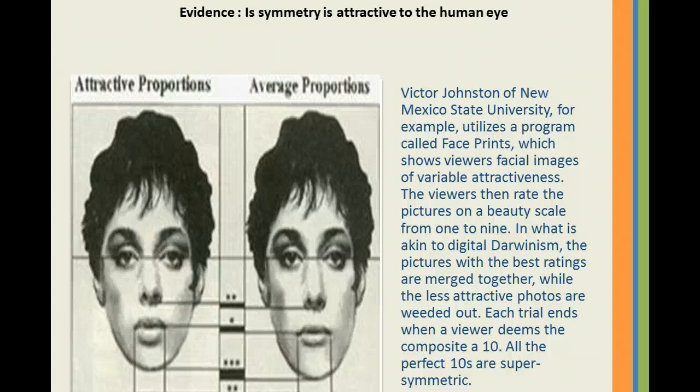Victor Johnson of New Mexico State University, for example, utilizes a program called Face Prints, which shows viewers facial images of variable attractiveness. The viewers then rate the pictures on a beauty scale from 1 to 9. In what is akin to digital Darwinism, the pictures with the best ratings are merged together, while the less attractive photos are weeded out. Each trial ends when a viewer deems the composite a 10. All the perfect 10s are super symmetric.